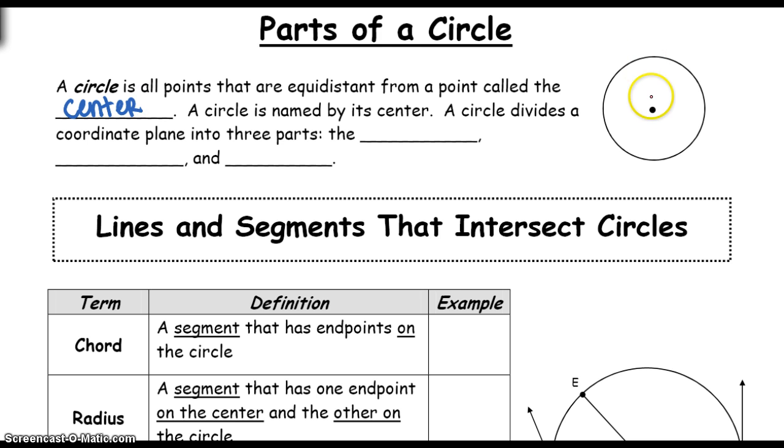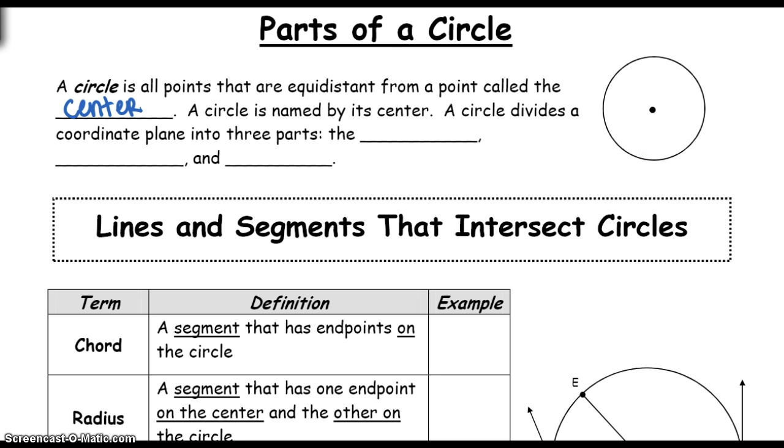That means this distance is the same as this distance, is the same as that distance, is the same as that distance, and I could keep going on actually until infinity. Okay, so it's the same distance from there to the outside edge of the circle. All right, that's what equidistant means.